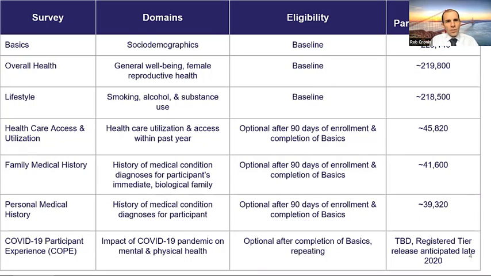The next three that you'll notice, healthcare access and utilization, family medical history, and personal medical history, they almost cover exactly what they say. Healthcare utilization and access, history of medical conditions, and history of medical conditions of the family and of the participant. They're optional, right? So, the first three, certainly the basics, you have to complete, in order to become a core member, get all your biospecimens and things along those lines. But these modules or surveys are optional after 90 days.